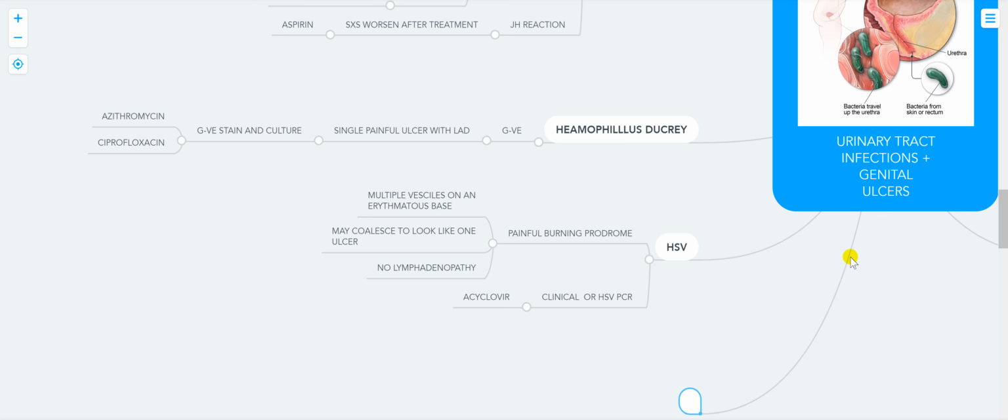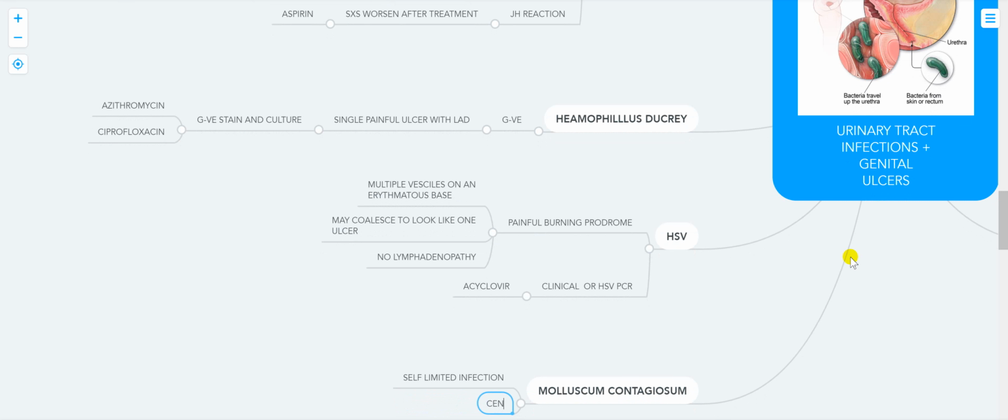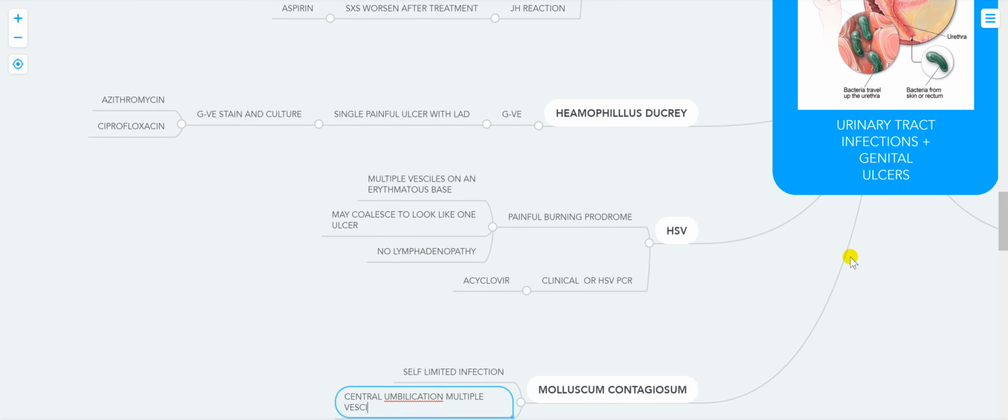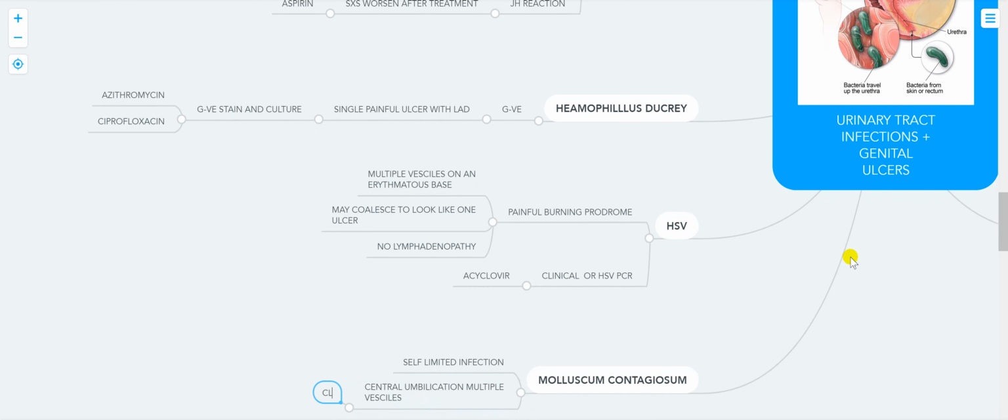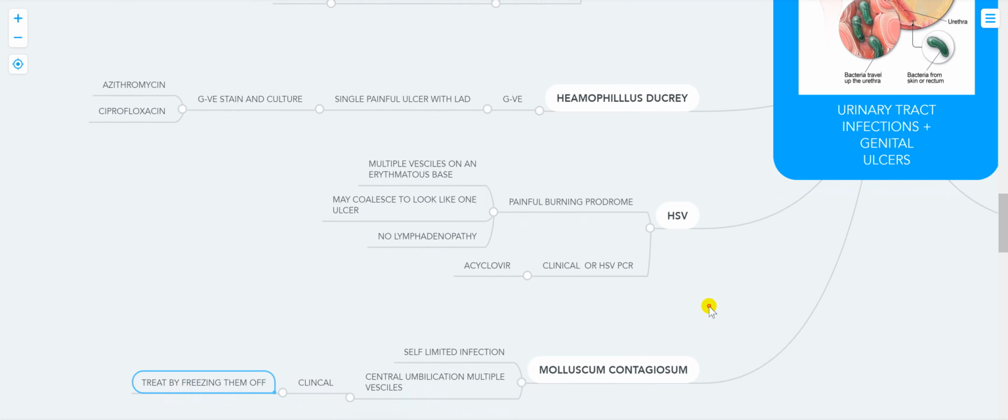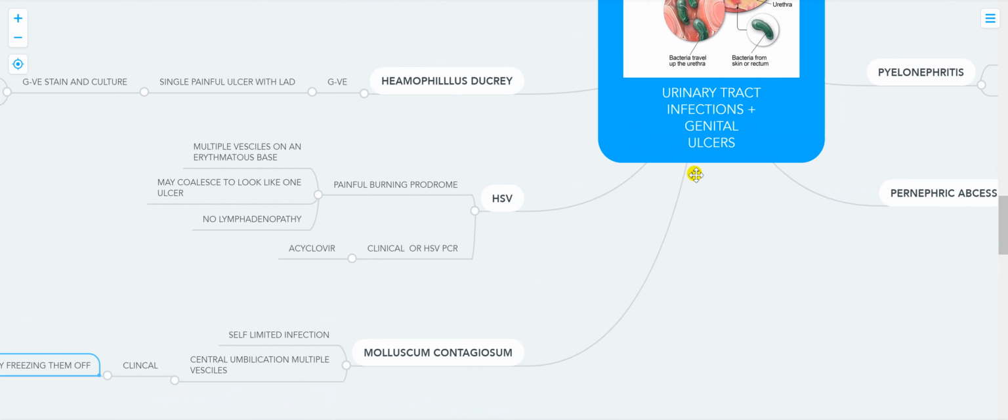How about Molluscum Contagiosum? Usually it's a self-limited infection. There will be central umbilication, multiple vesicles. You diagnose it clinically and you treat by freezing them off. It's cryotherapy. Molluscum Contagiosum.